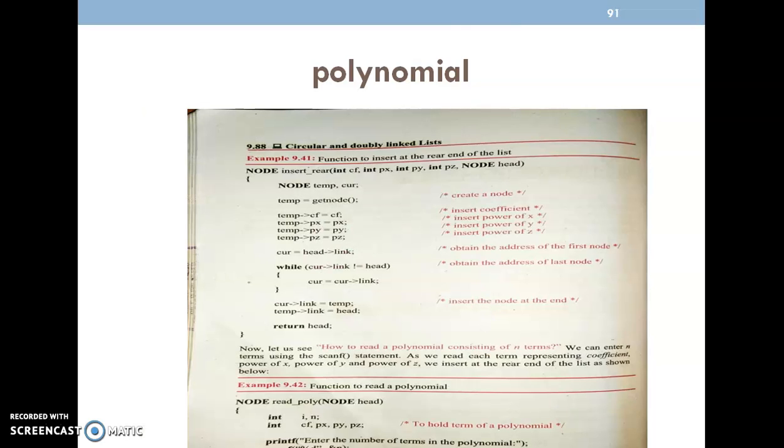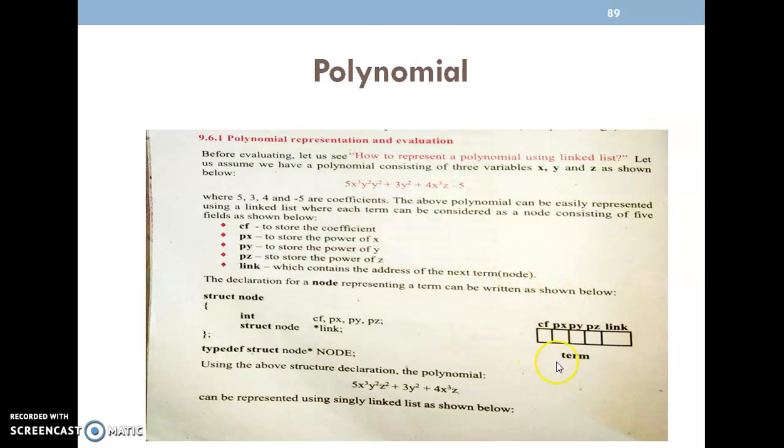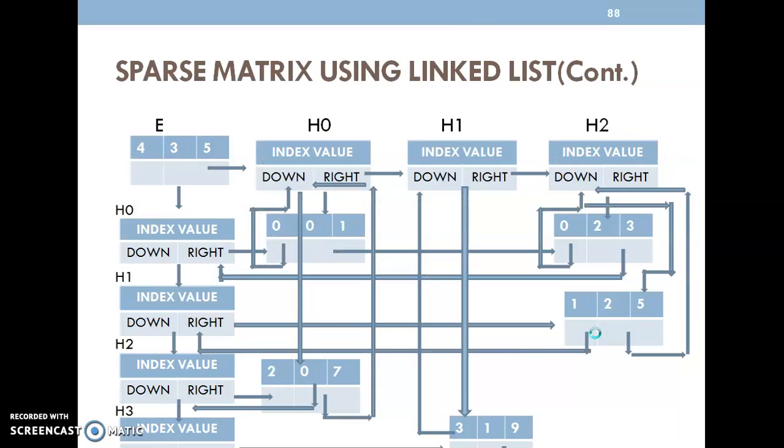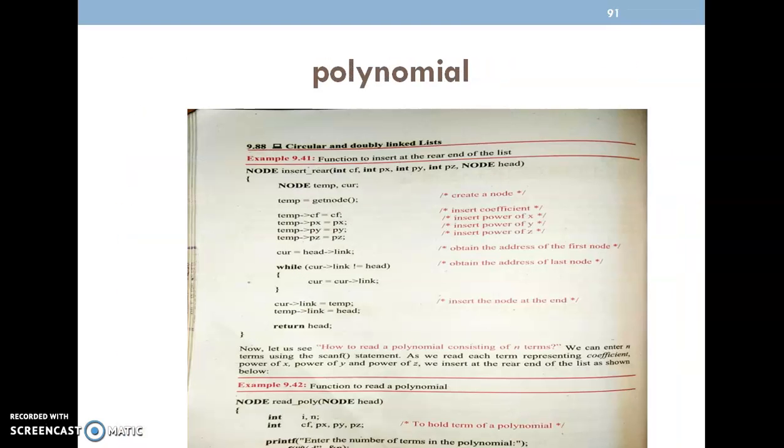Okay, then how to insert a new node to the rear end. As you already know, initially we are going to create a temp node by using the getnode function. A node is created. For that we are assigning the name temp. Then to that new node created, for example, this is the new node created. For this I have taken the name temp pointer cf px py pz. You have to insert values in it. So we are obtaining the values from the user and we are assigning those values into it.